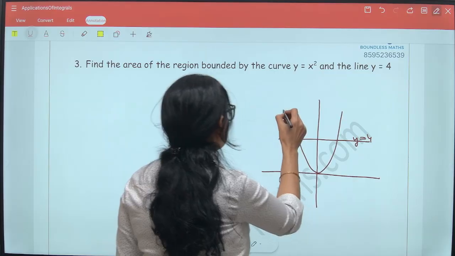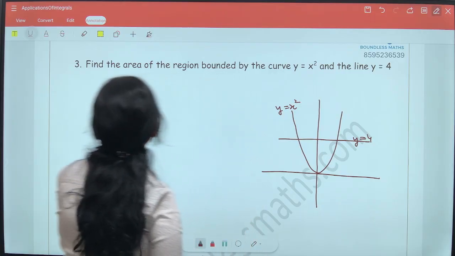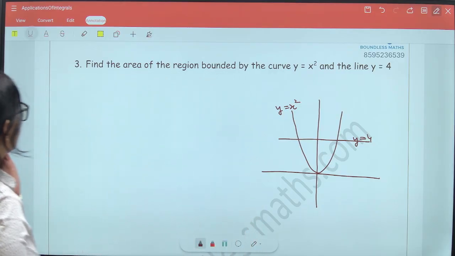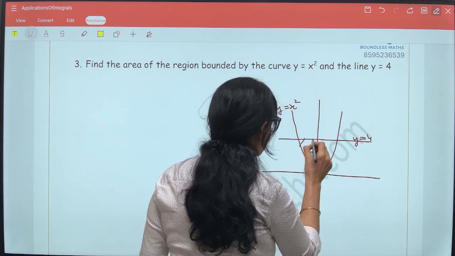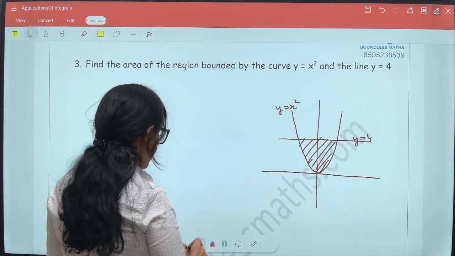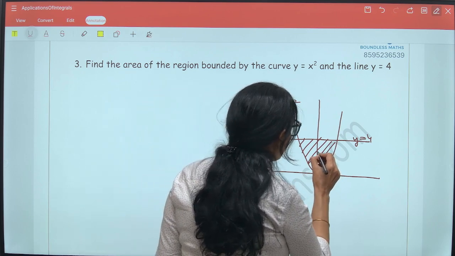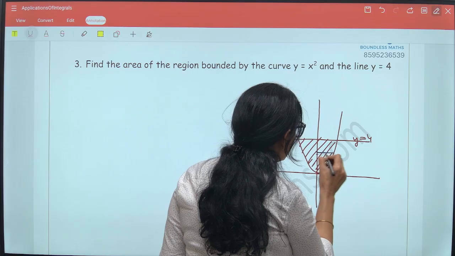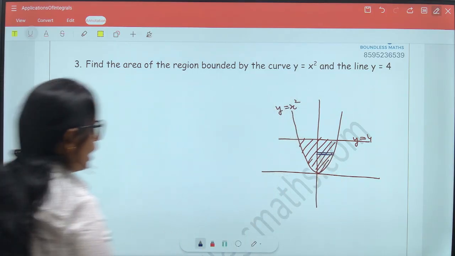Write these two equations on the graph also. Y is equal to x square and y is equal to 4. Area of the region bounded by the curve and this line. That means you need to find this entire area. Now how to understand, how to integrate this? So that means you draw a marginal space here and try to figure out how to integrate.